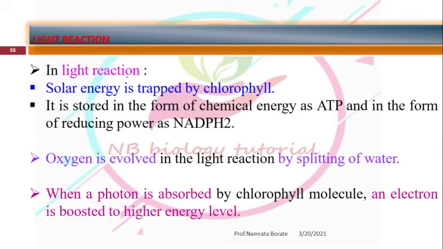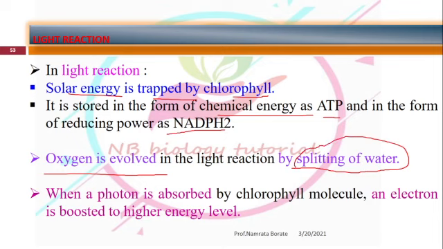So in case of the light reaction, the solar energy is trapped by the chlorophyll. It's stored in the form of chemical energy, that is in the form of ATP, and in the form of reducing power, that is known as NADPH2. During this, oxygen is evolved. This is a very important phenomenon which occurs in the light reaction. And this oxygen is evolved in the light reaction by the splitting of the water molecule. Means the water molecule is split, and during the splitting of the water molecule there is the release of oxygen.